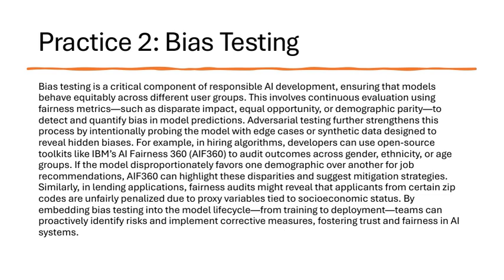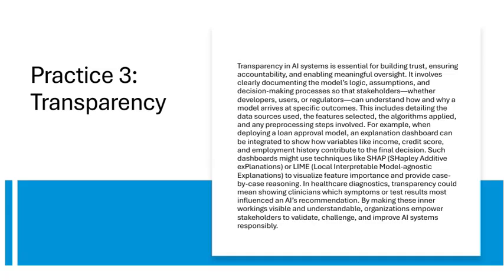By integrating bias testing into every stage of the model's lifecycle, from training to deployment, we can proactively spot risks and take corrective actions. This approach helps us build AI systems that are not only effective, but also trustworthy and fair for everyone. Let's talk about practice 3, transparency, which is a crucial aspect of responsible AI.